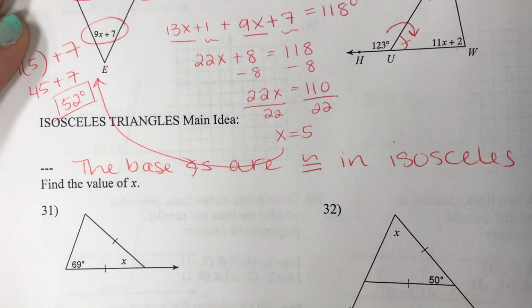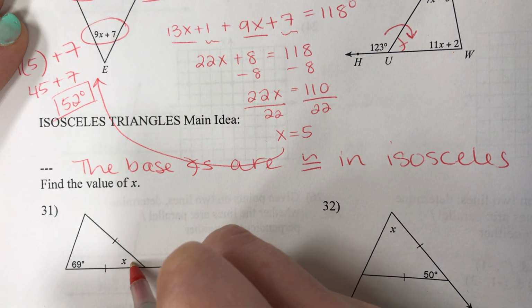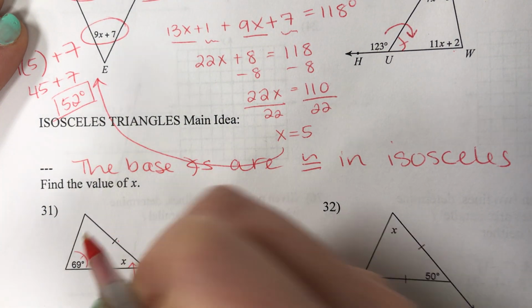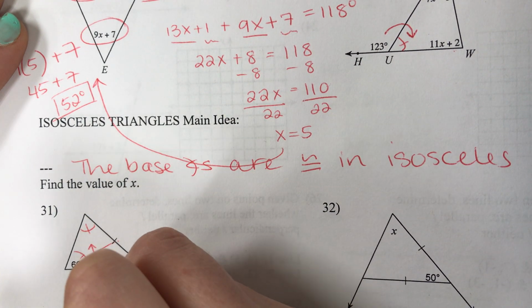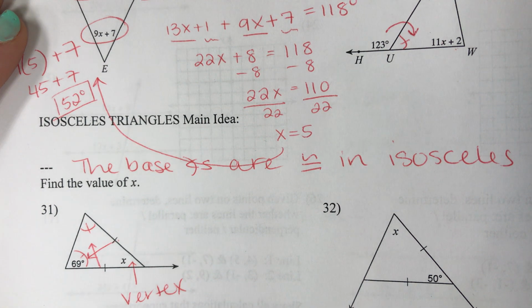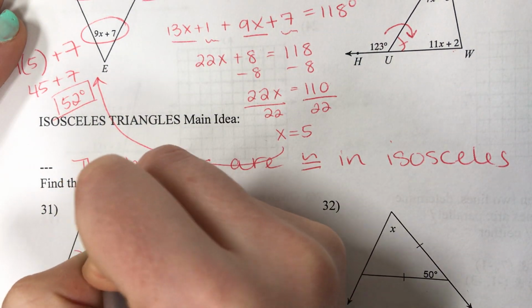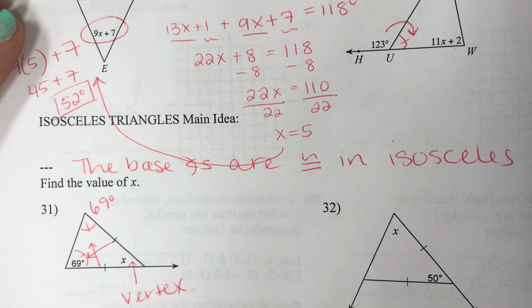They're always across from the two congruent sides. Okay, the two congruent sides meet at the vertex angle, so this here is the vertex, and these are your two congruent base angles. They are across from the two congruent sides. So if this is 69, that means this also has to be 69 degrees.